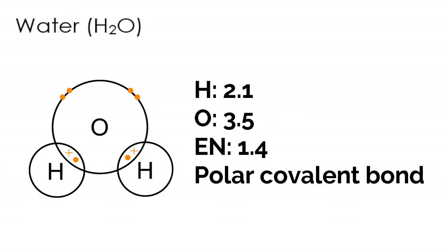A water molecule consists of 2 atoms of hydrogen linked by covalent bonds to the same atom of oxygen. The electronegativity value of hydrogen is 2.1, while that of oxygen is 3.5. The electronegativity difference is 1.4, therefore it is polar covalent bond.